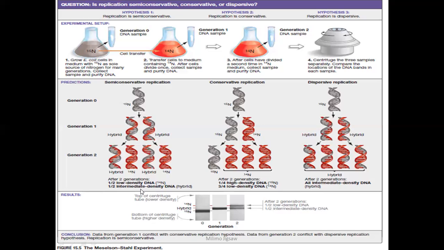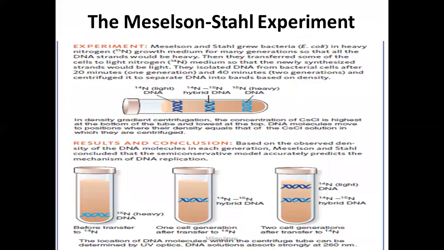So remember this. In 15N, before it was transferred to 14N, it contained only heavy DNA or 15N DNA. Then after 1 generation in 14N, it contained a hybrid. So it means that it had 14N, 15N, hybrid DNA. And then after it had stayed for 2 generations in 14N, what was produced was 50% 14N DNA or light DNA and 50% 14N, 15N hybrid DNA.